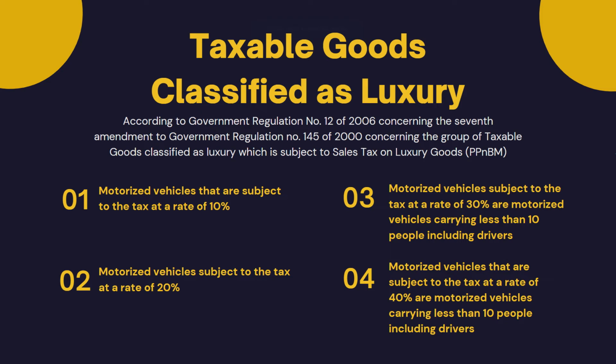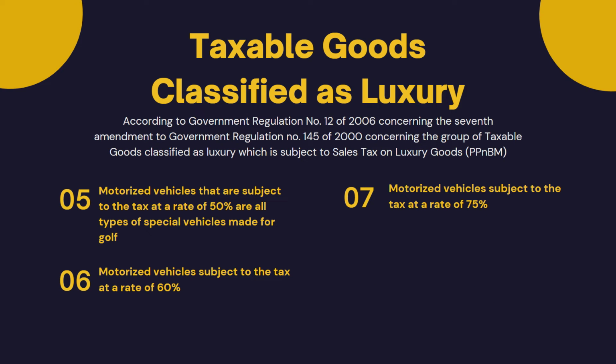And then a motor vehicle with a spark ignition engine in the form of sedan with a double axle drive system and a cylinder capacity of more than 1500 cc to 3000 cc. And then a motor vehicle with a compression ignition engine in the form of sedan with a double axle drive system with a cylinder capacity of more than 1500 cc to 2500 cc.